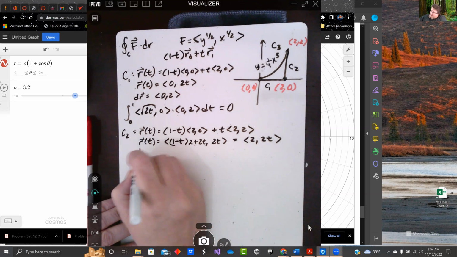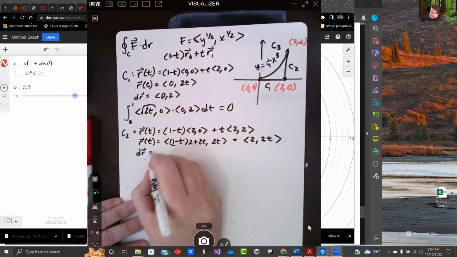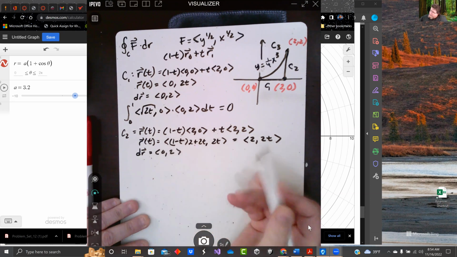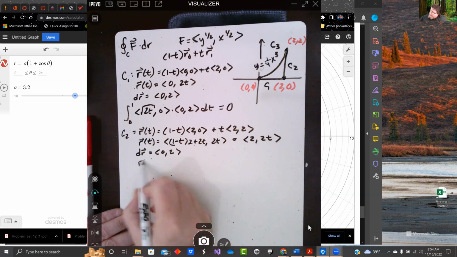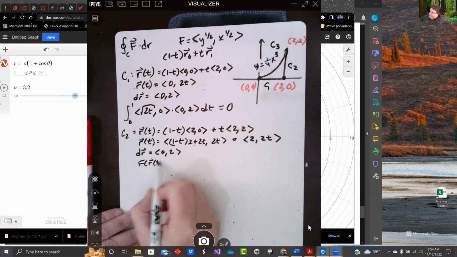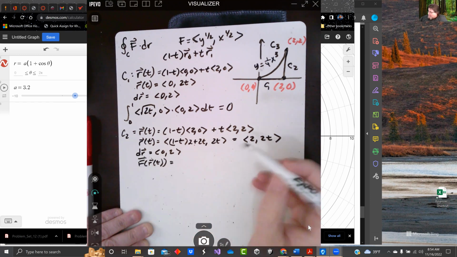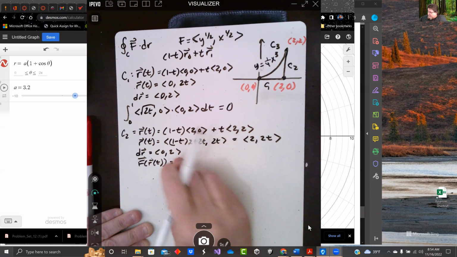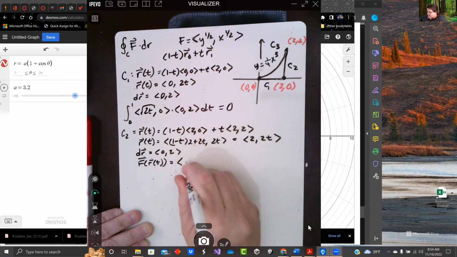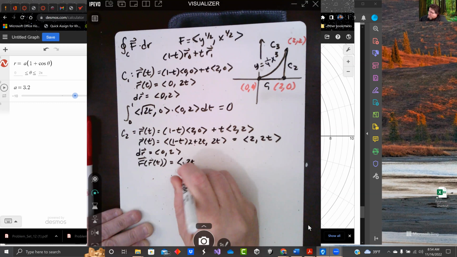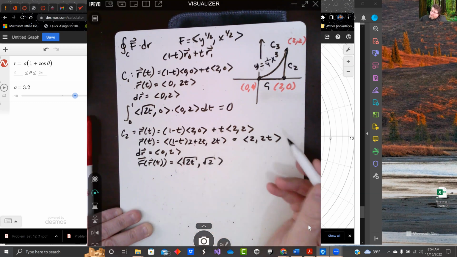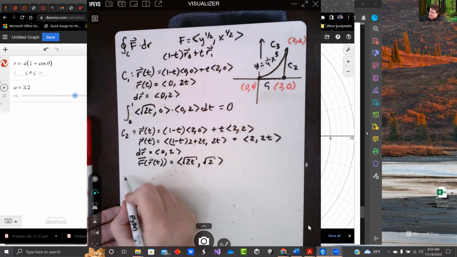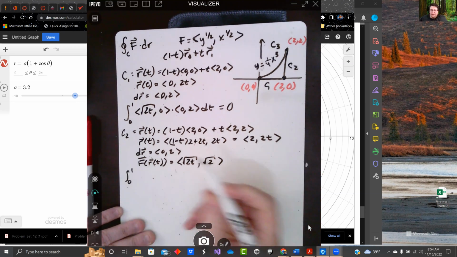So dr is 0 and 2. If I want to rewrite f, what is f in terms of r of t? I have the square root of y, which is the square root of 2t, and the square root of x is the square root of 2. This is already more work, I'll have you know. We haven't even gotten to the curve.